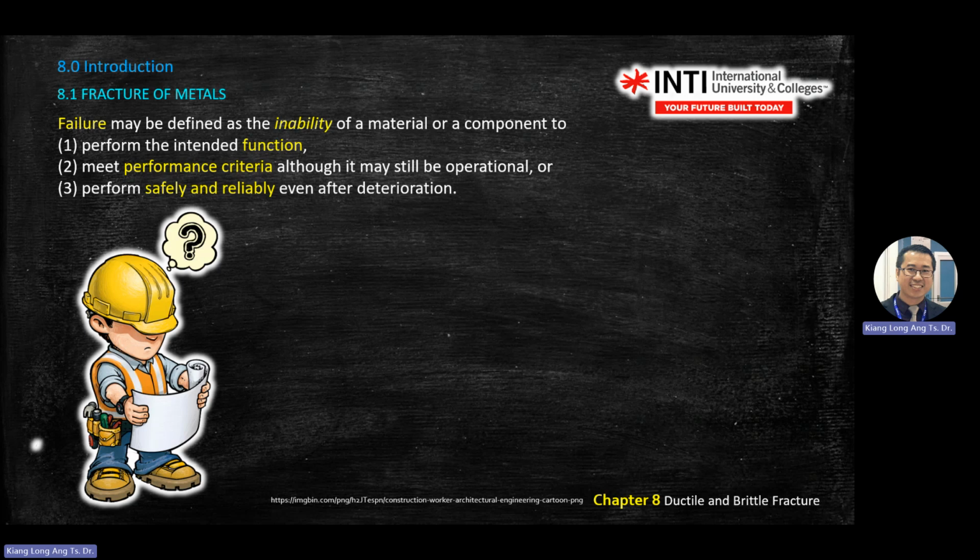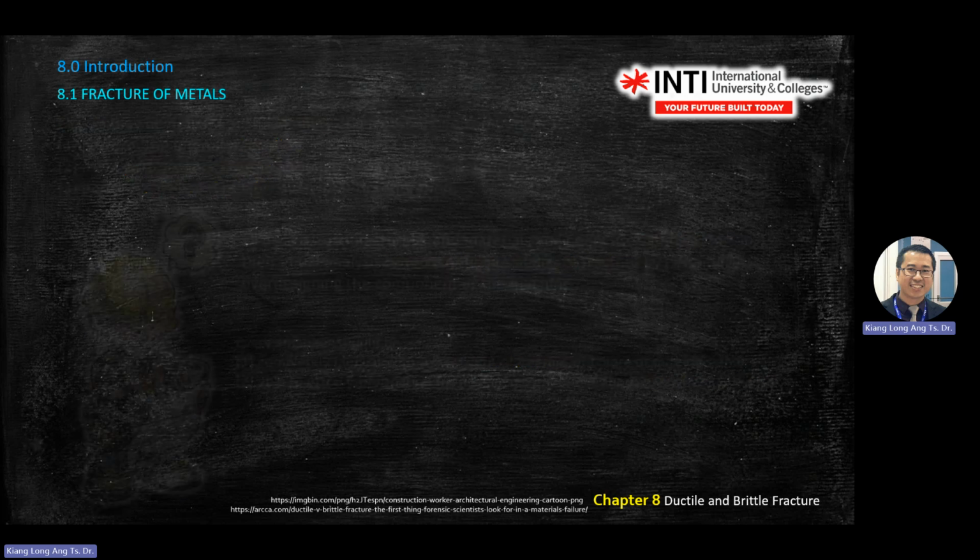Performance criteria means able to withstand a certain range. If you plot the tensile graph, it is still maintained within the elastic region, for example. Failure also means the inability to perform safely and reliably even after deterioration. So we don't want to see objects snap. You need time to react when things fail. For this one, you read lots of theory.